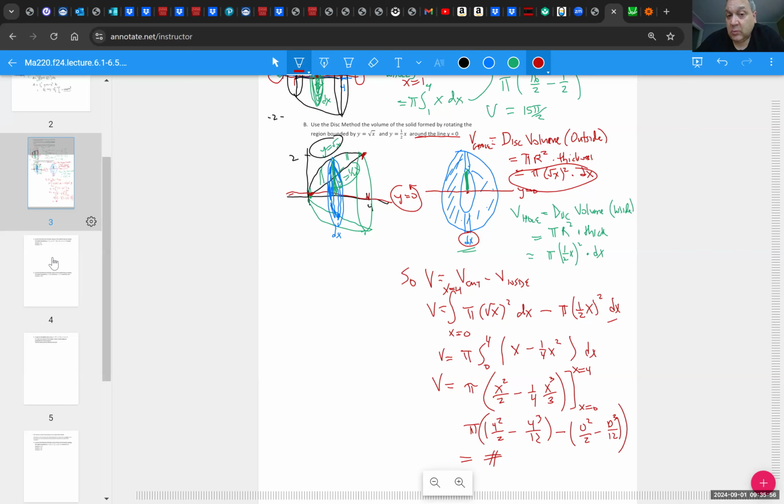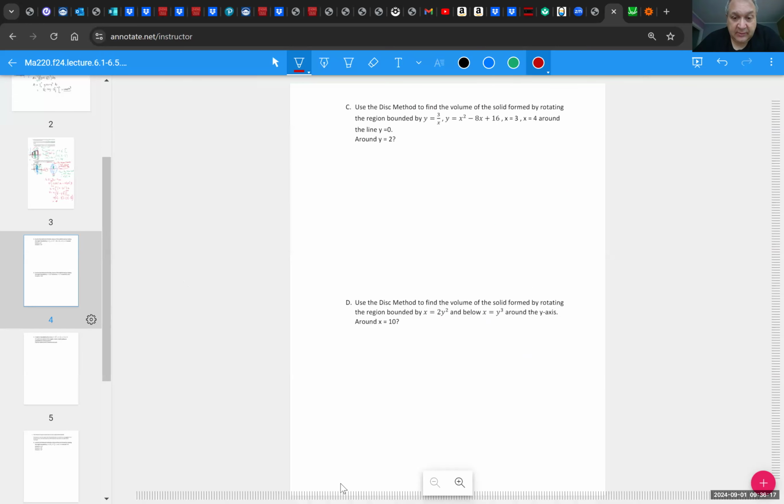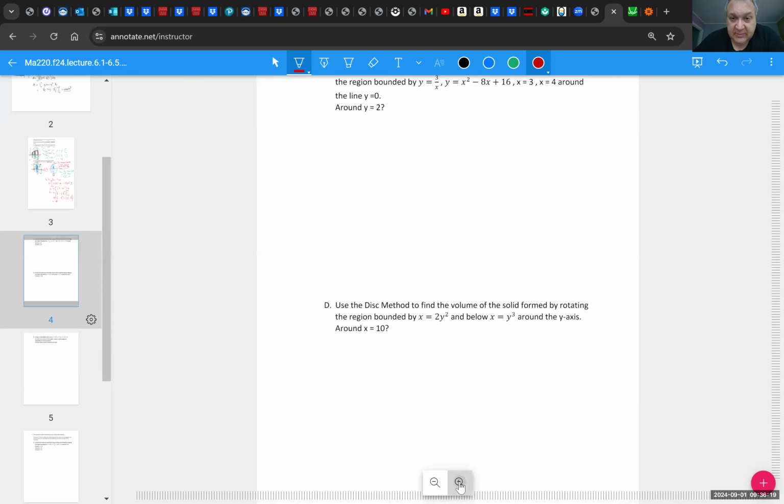I am going to do one in which we are rotating around this way. We're going to be rotating horizontally, right? Like this. So it's going to look a little bit different because we're going to be slicing our region a little bit differently. And I want to show you what that looks like. All right, so here's some more examples.